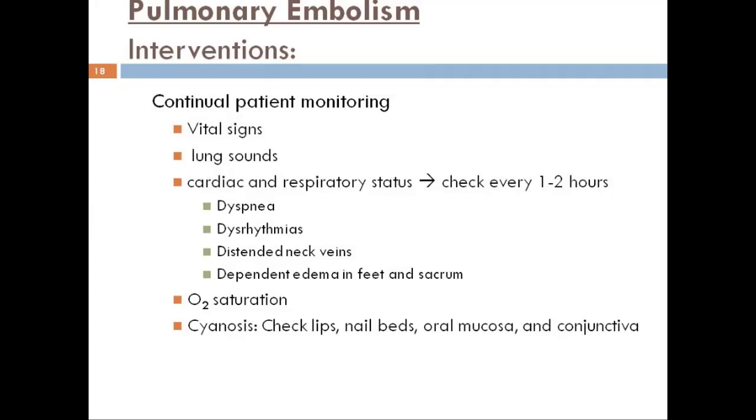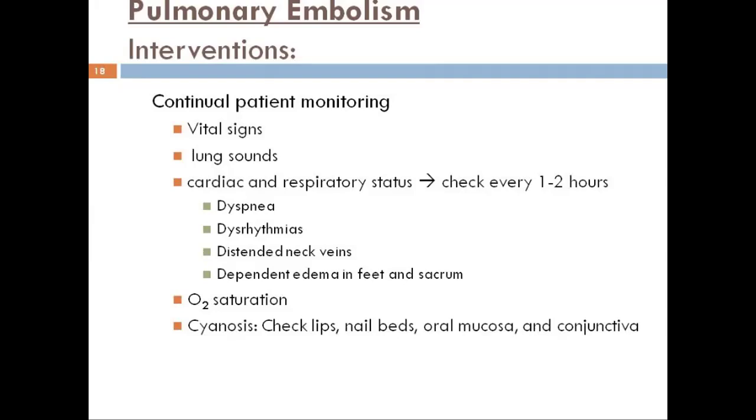One, you have to monitor the vital signs, monitor the lung sounds, make sure the lung is functioning well. And the cardiac respiratory status has to be checked every 1 to 2 hours, you need to do that.